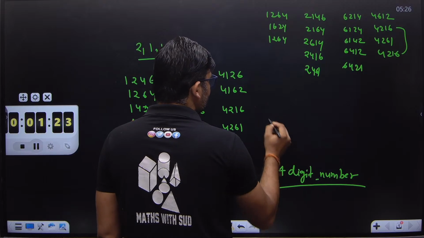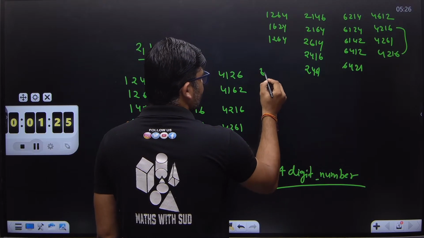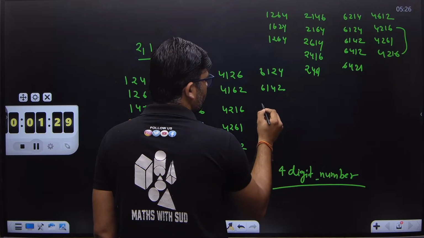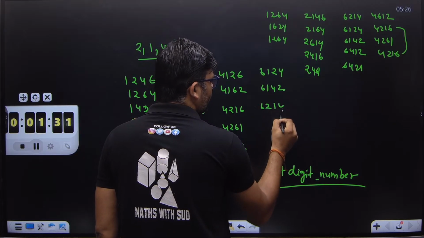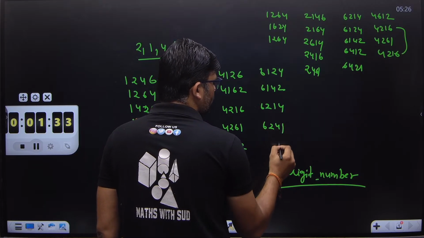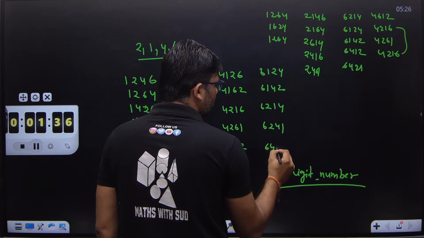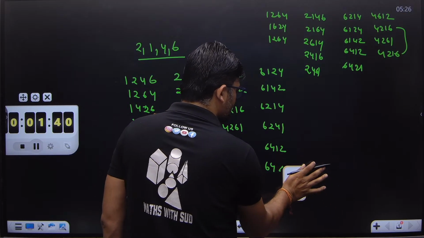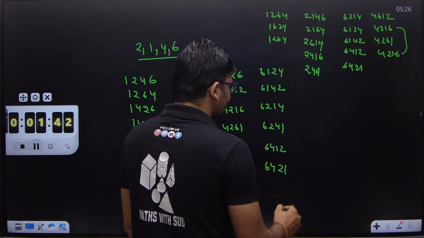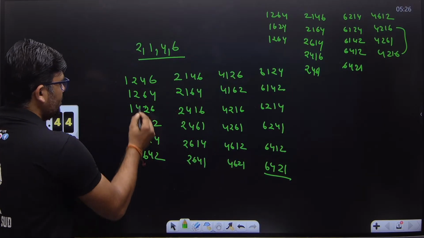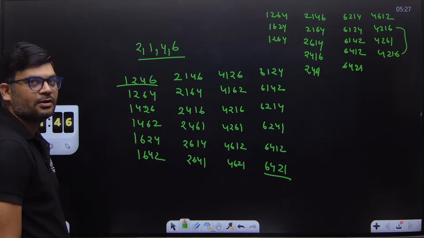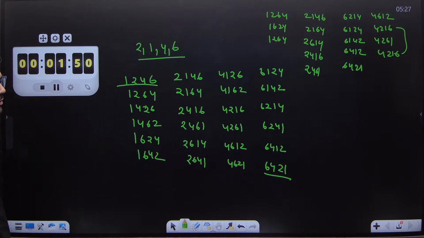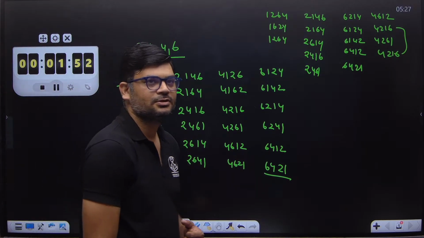Then fixing 6 now. 6124, 6142, 6214, 6241, 6412, 6421. Now see, this is the highest number I can make. This is the smallest number I can make. And see how much time it took already. Just not more than 2 minutes.